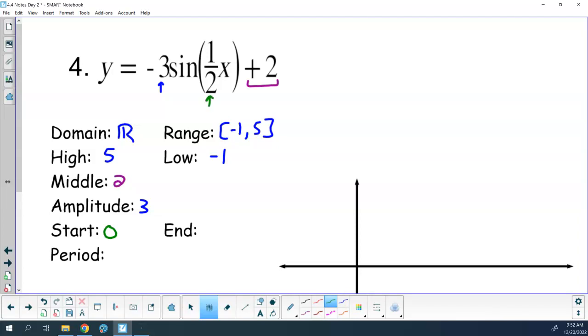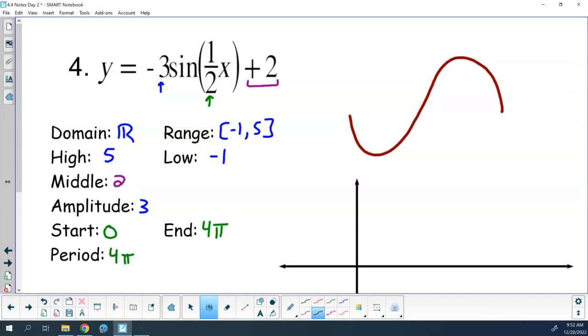This tells me 2 pi divided by 1/2 is 4 pi. So that means we're going to end at 4 pi. This is a sine curve with a negative a value. That means we're going to start in the middle, go down, middle, up, middle. So I am going to start that here.